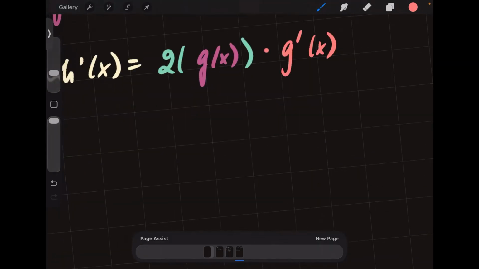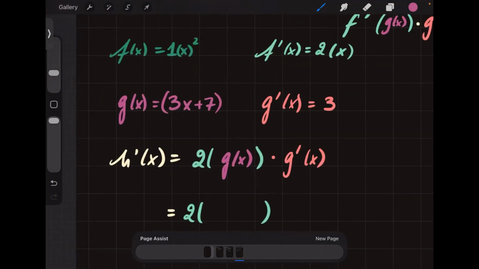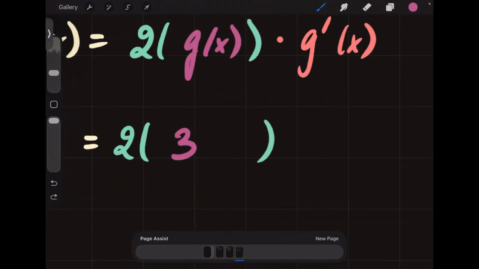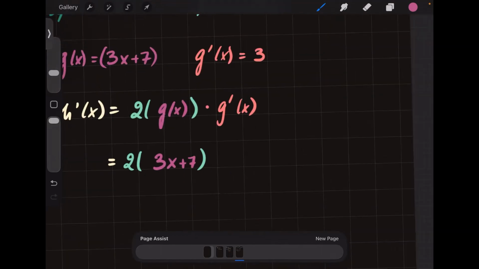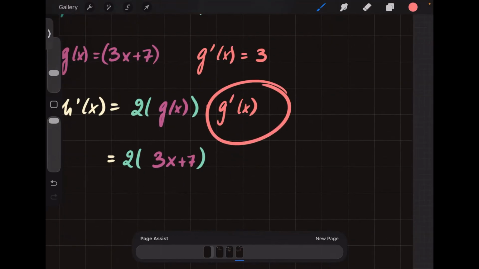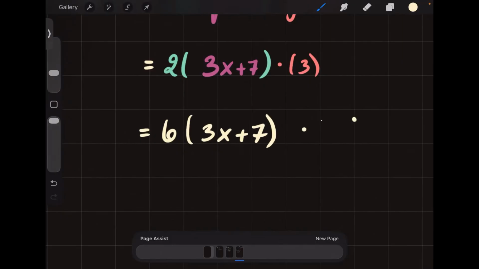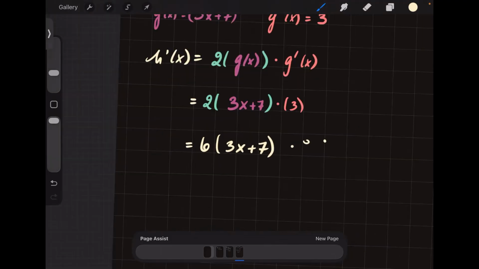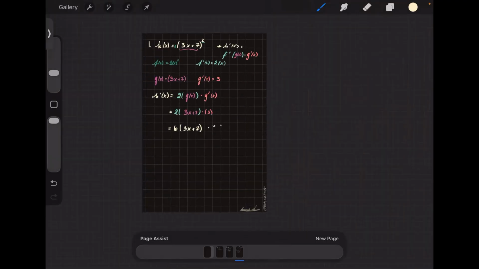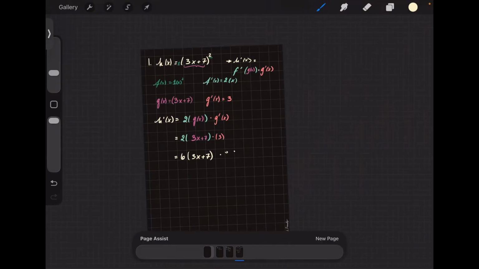But we know what these are. We know that the outside is going to be 2. The inside for g of x is 3x plus 7. And we know what g prime is. g prime is 3. For this particular problem, you can actually simplify it. So you can write this as 6 times parentheses 3x plus 7. Easy money. Again, inside, outside, outside, inside. We got this. Let's do another example.